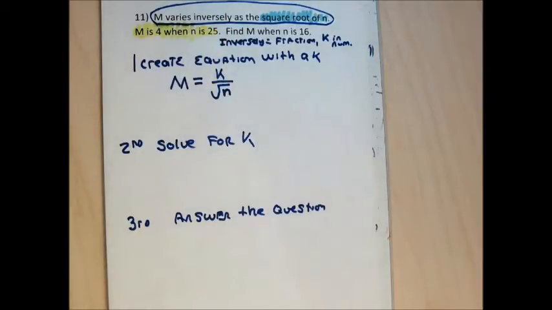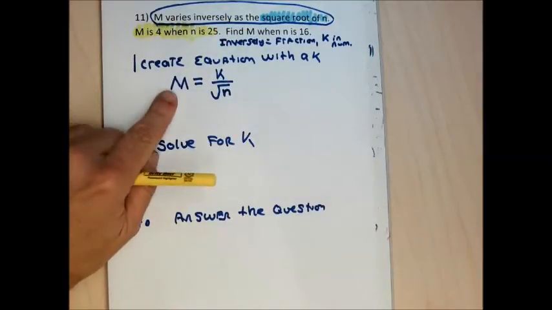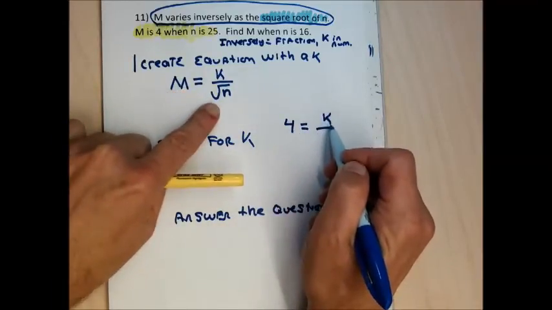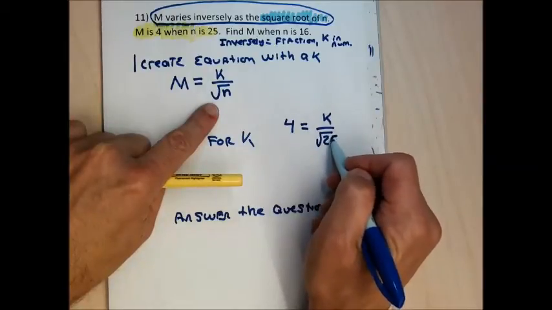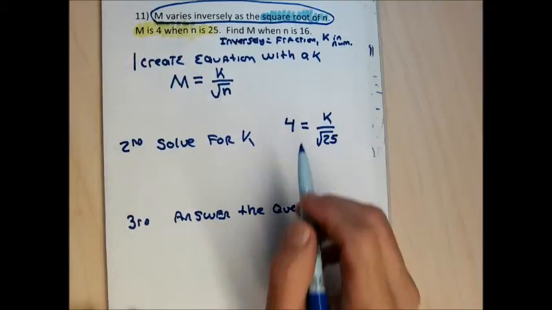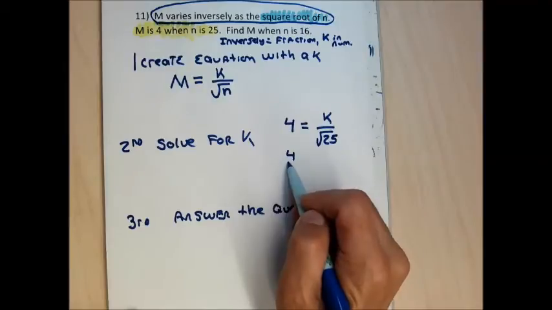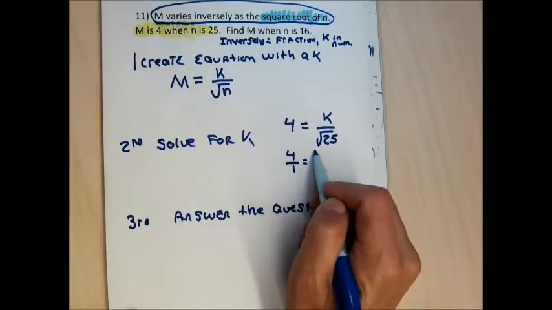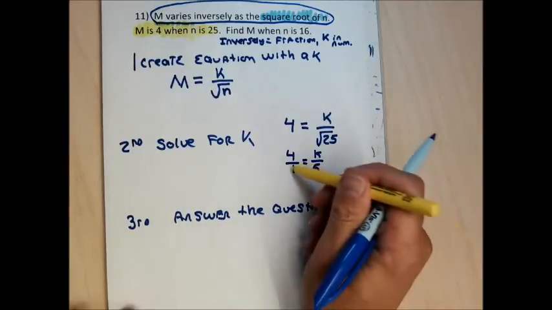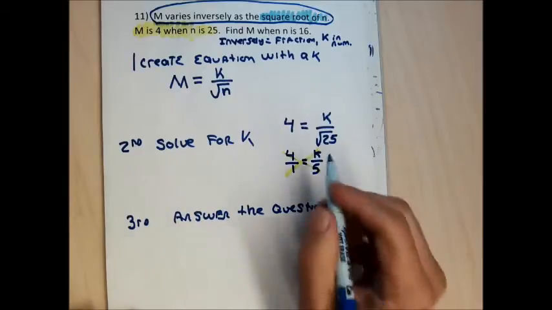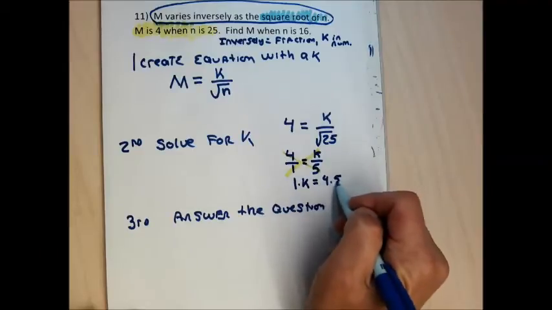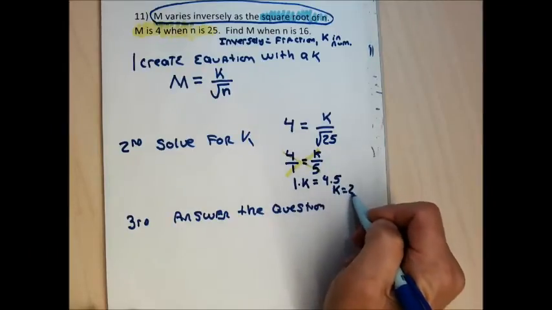Specifically, I know that m is 4 when n is 25. So for this m, I'm going to plug in 4, and for the n, I'm going to plug in 25. Usually for inversely, we solve by cross multiplying, and that's exactly the case here. I'm going to set the left-hand side up for cross multiplying by writing it as 4 over 1. I'm going to simplify that square root of 25 into 5, and now I'm going to cross multiply. When I cross multiply, up I get 1 times k, down I get 4 times 5. So I've solved for k: k equals 20.